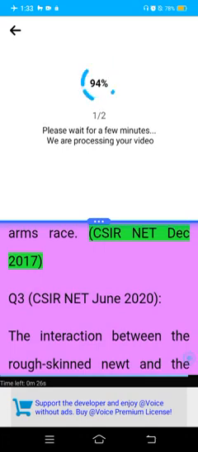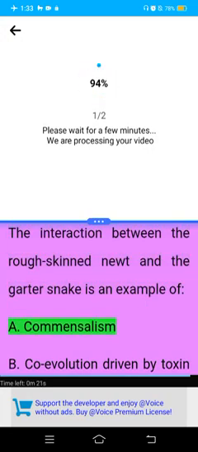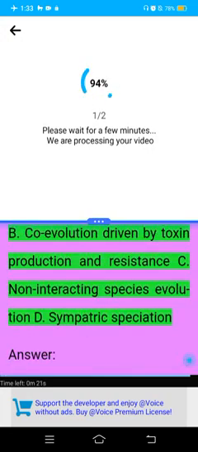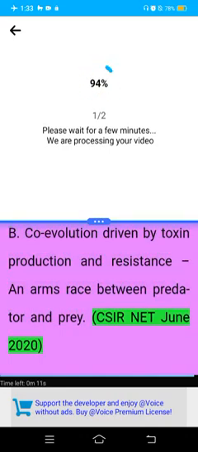CSIR-NET Dec 2017. Q3, CSIR-NET June 2020. The interaction between the rough-skinned newt and the garter snake is an example of A. Commensalism. B. Coevolution driven by toxin production and resistance. C. Non-interacting species evolution. D. Sympatric speciation. Answer: B. Coevolution driven by toxin production and resistance, an arms race between predator and prey.